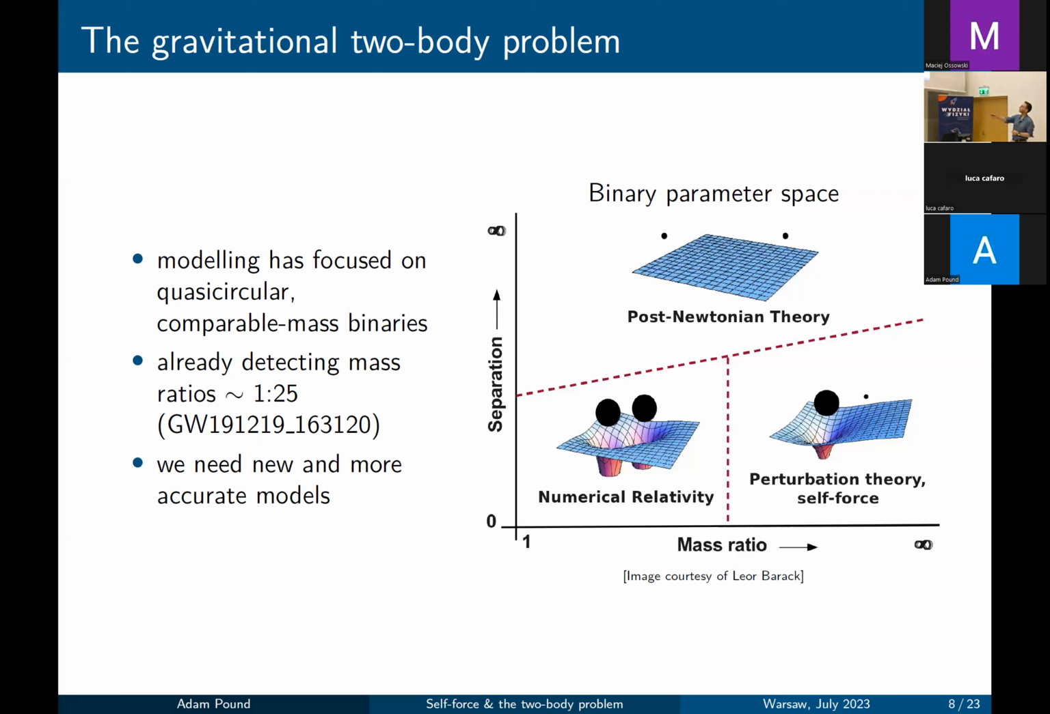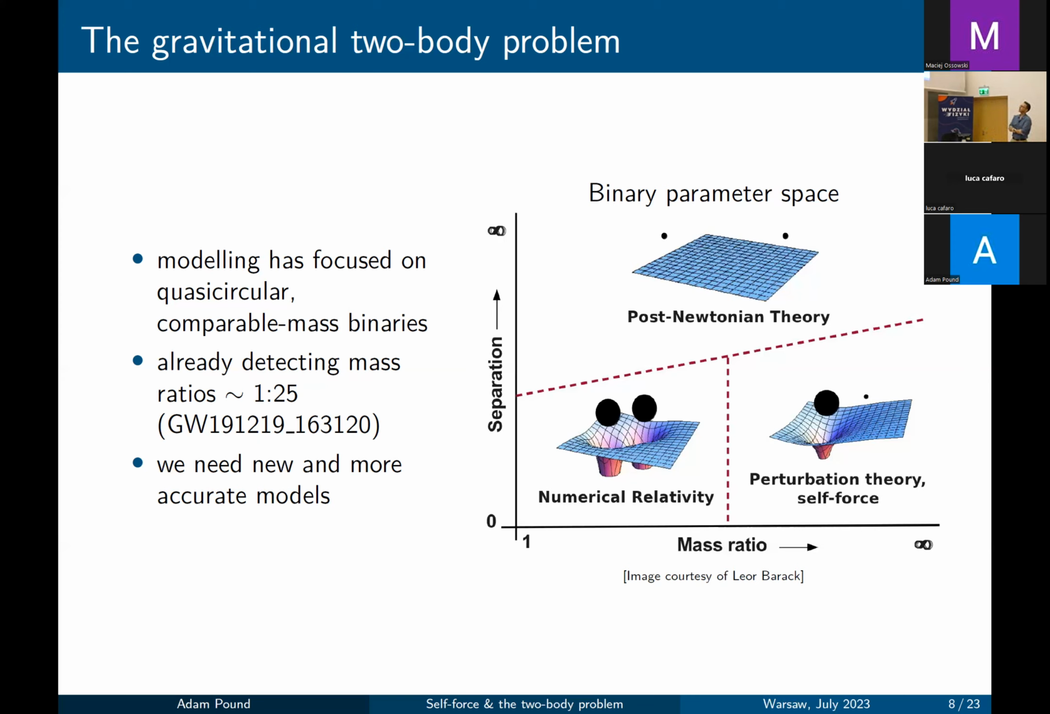But then down in this corner, we have a totally different framework for modeling binaries, which is based on perturbation theory, specifically what we call self-force theory. This is where one body is much larger than the other body. And I'll say in a minute why numerical relativity and post-Newtonian theory are not accurate in that regime.